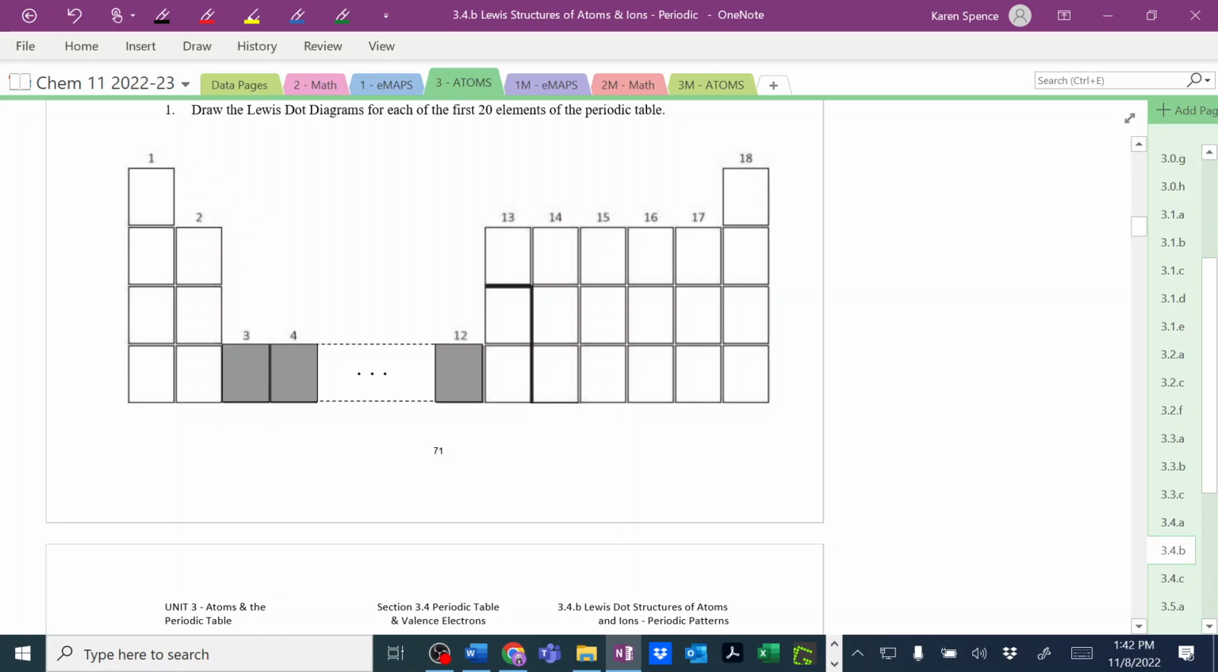There was a good question about helium. Helium, we're going to put 2 electrons together, okay? Because we're filling up that shell, they're going to pair up, okay?